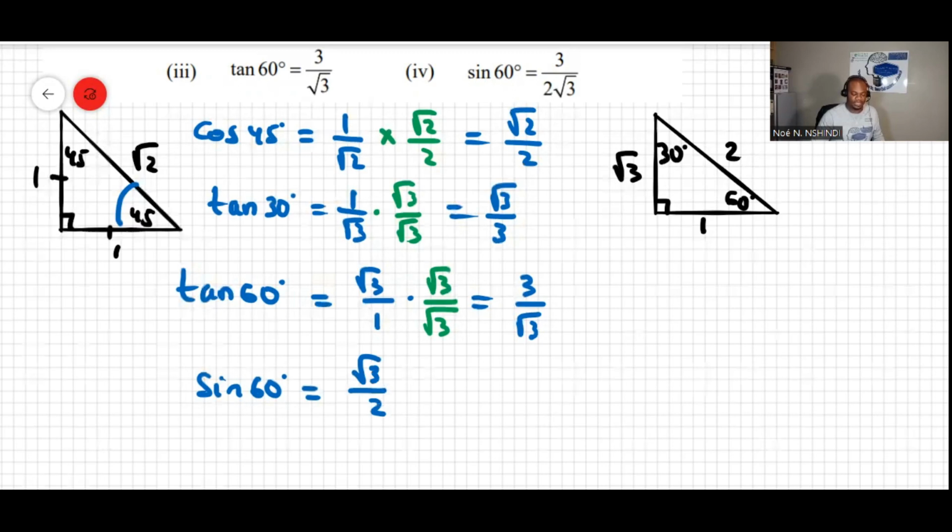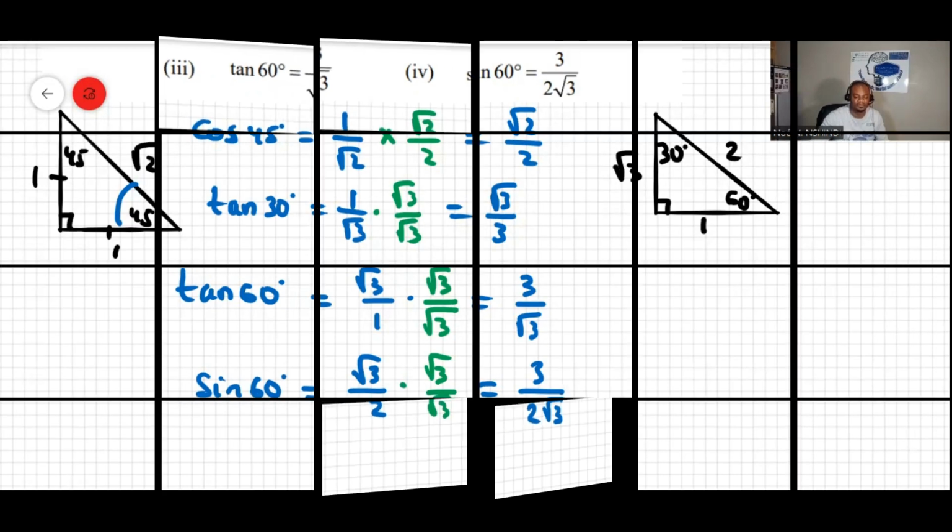Then if I multiply here by root 3 over root 3, root 3 times root 3 makes 3, and then the denominator will be 2 root 3. So we have proved question B. Thank you.